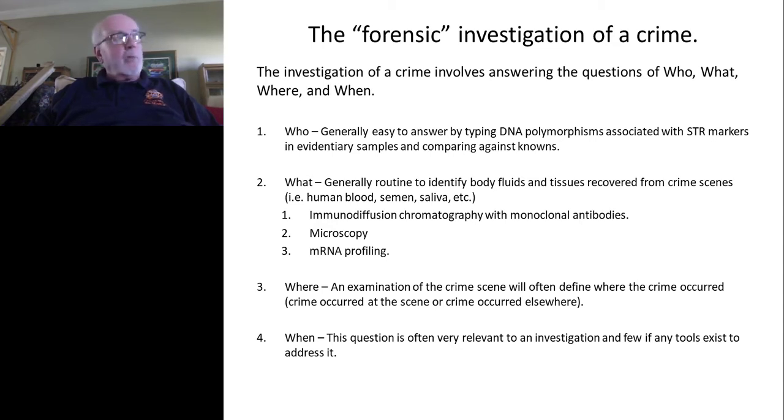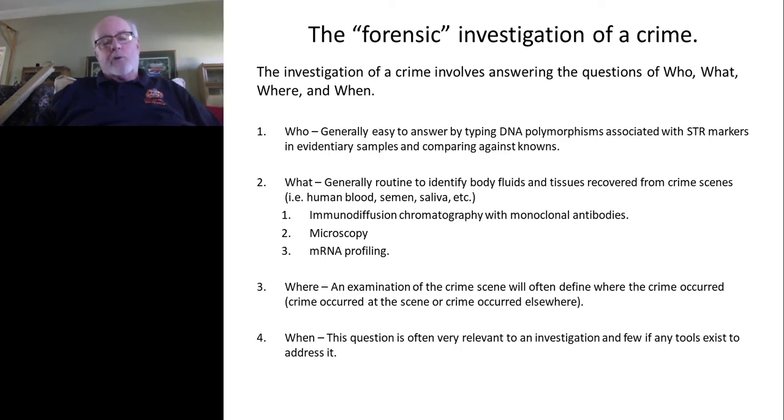And the newest approach on the block these days is messenger RNA profiling, exploiting the tissue-specific collection of messenger RNAs that are present in cells comprising a tissue or a body fluid. Those patterns of gene expression can be exploited to identify that particular tissue type. The question of where is quite often self-evident just by looking at the crime scene.